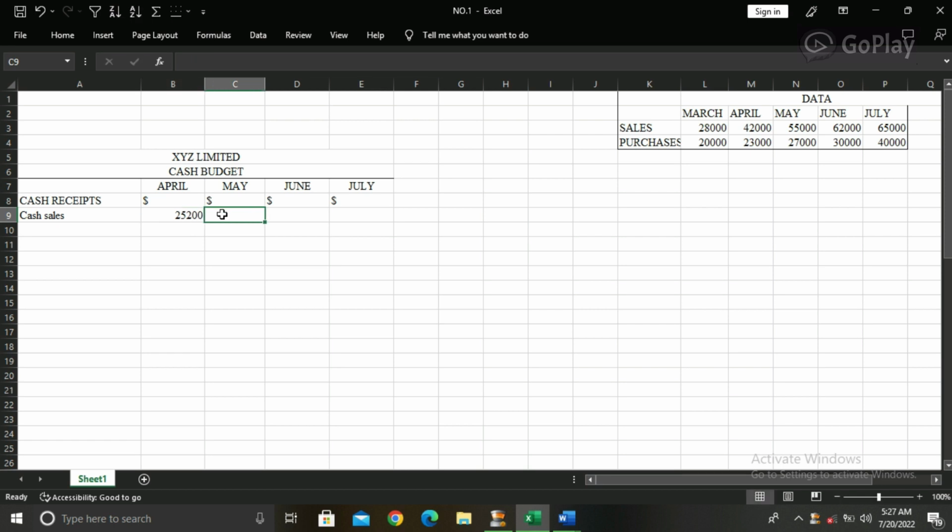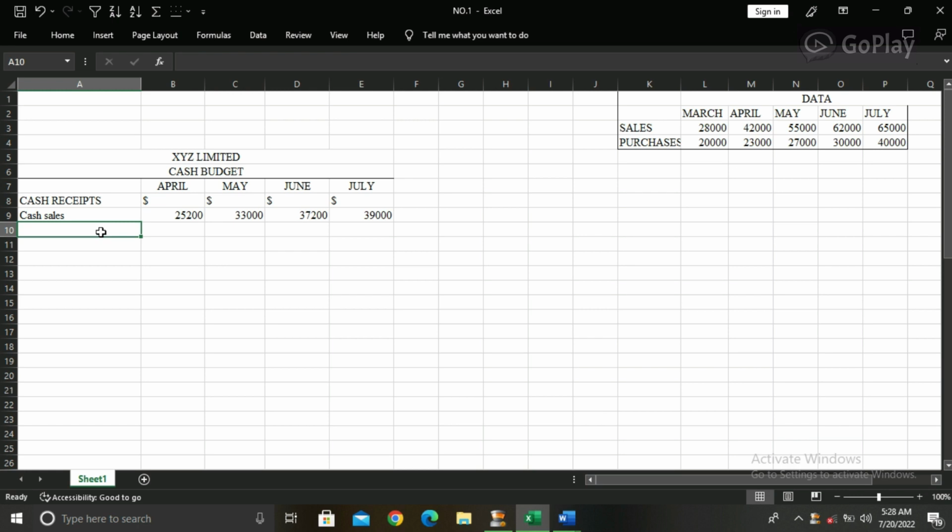60% of the sales for May also will give us 33,000. Likewise, when we come to June, 60% will give us 37,200, and July, 60% of that sales will give us 39,000. So it means that for each of these months, 60% will be received from each of the months.